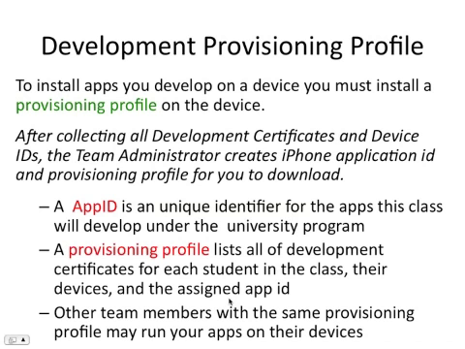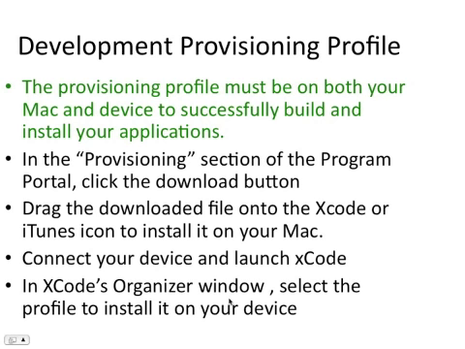An app ID is a unique identifier for the apps that this class will develop in the university program. A provisioning profile lists all of the development certificates for each student in the class, their devices, and the assigned app ID. Other team members with the same provisioning profile may run your apps on their devices. The provisioning profile must be on both your Mac and device to successfully build and install your applications.